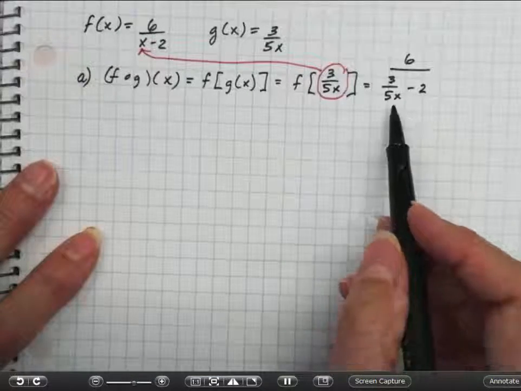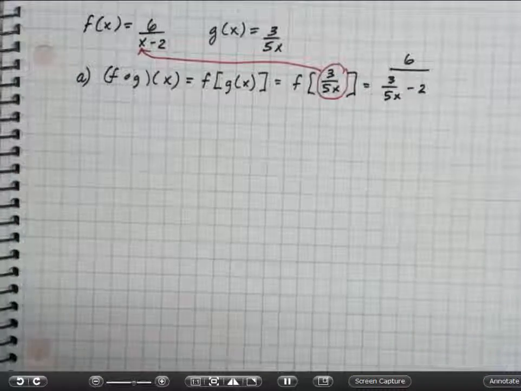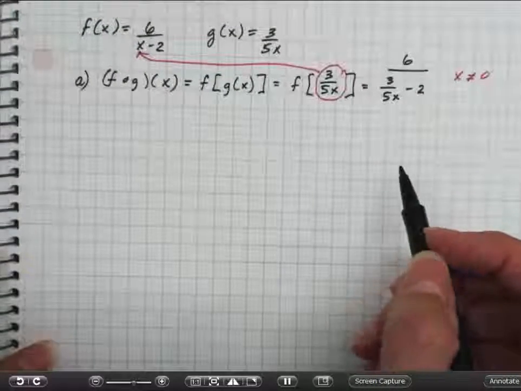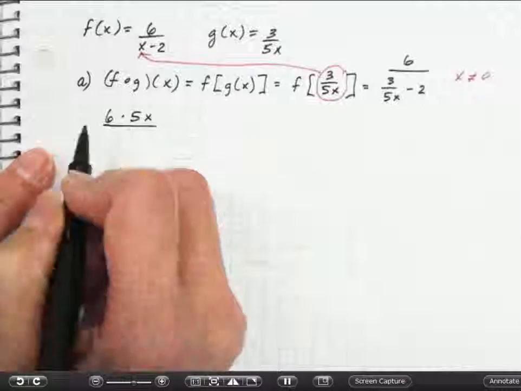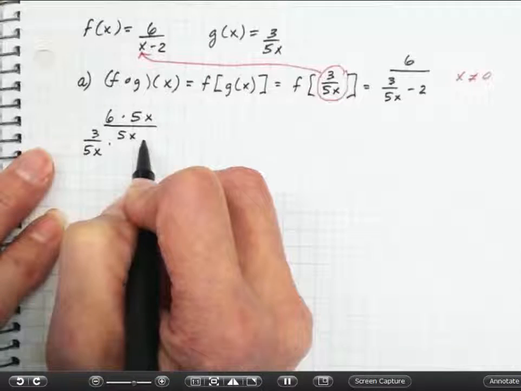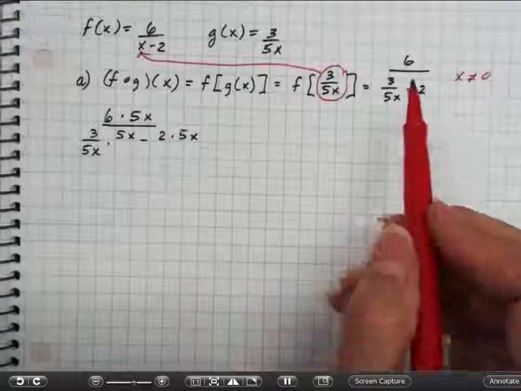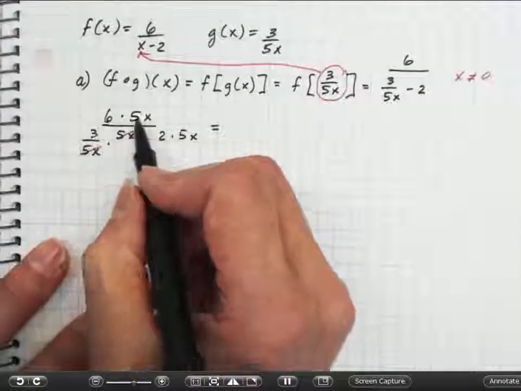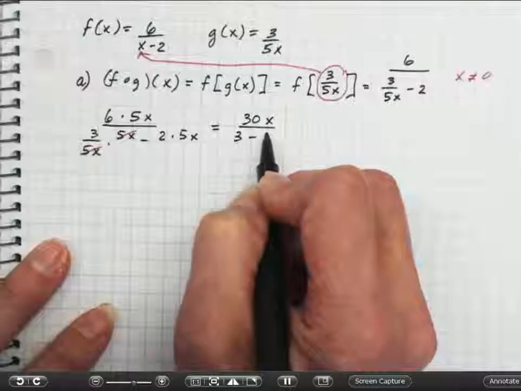What can you tell me about this function? What values of x are not allowed? 0. So x cannot equal 0. You might want to write yourself a little note. Okay, then we need to simplify it by LCD for this entire function. 5x. So I'm going to multiply 6 times 5x. I'm going to multiply 3 over 5x by 5x. And I'm going to multiply 2 by 5x. So make sure that you multiply every term by your LCD, which in this case is 5x. 5x's should cancel out. So 6 times 5x gives me 30x. And in the denominator, I'm going to have 3 minus 10x.